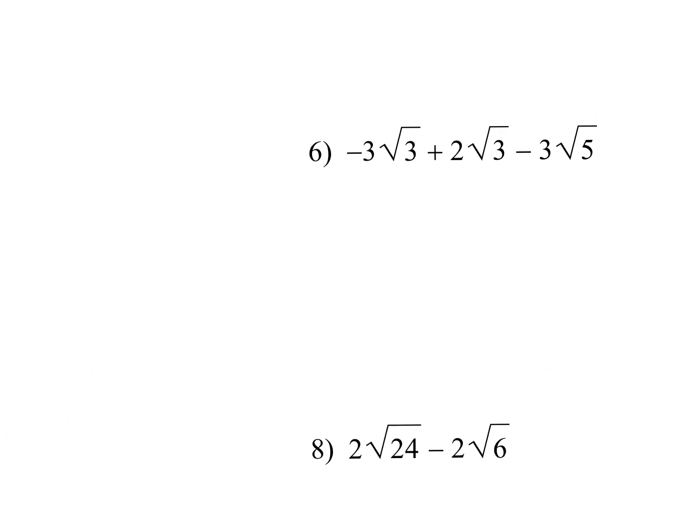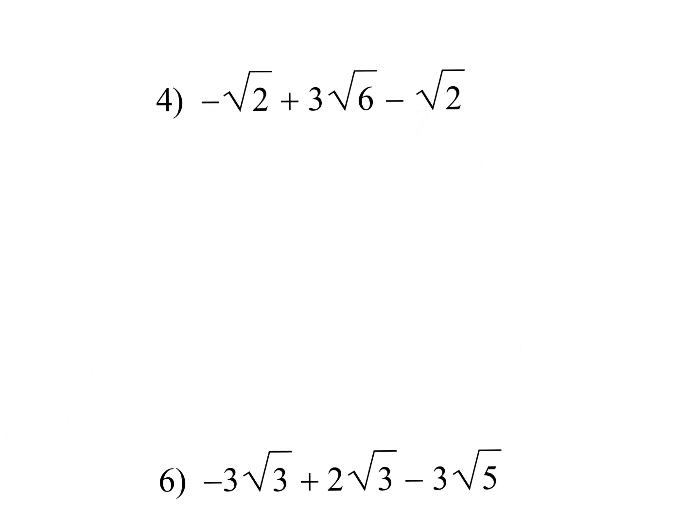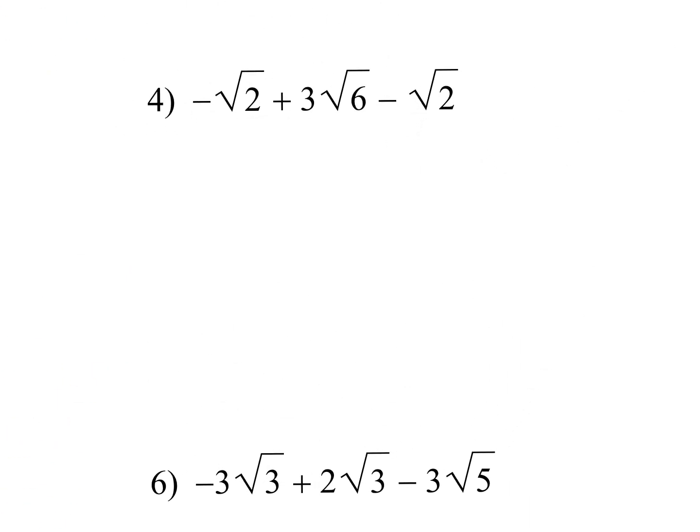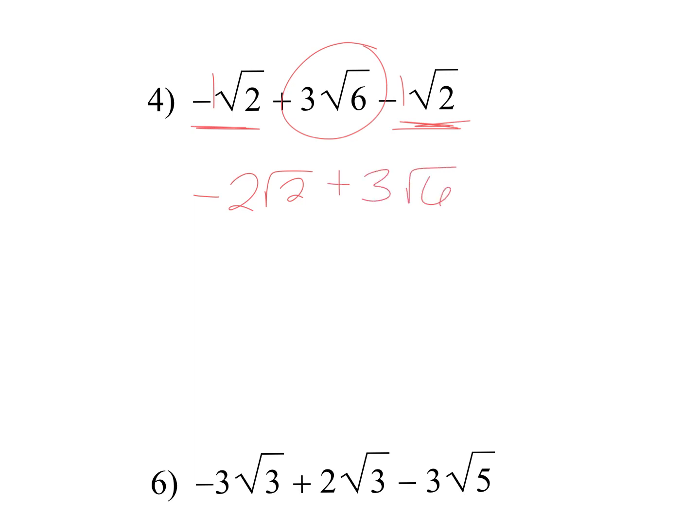Okay, look at number 4. As I was walking around, most of us got it. What are like terms that I have? Square root of 2, square root of 2. What do I get when I combine those? I have to be careful this time. Yep. Negative 2 square root of 2. What do I do with this? Keep it. And then ask yourself, can I simplify either of those? No. So you're done.